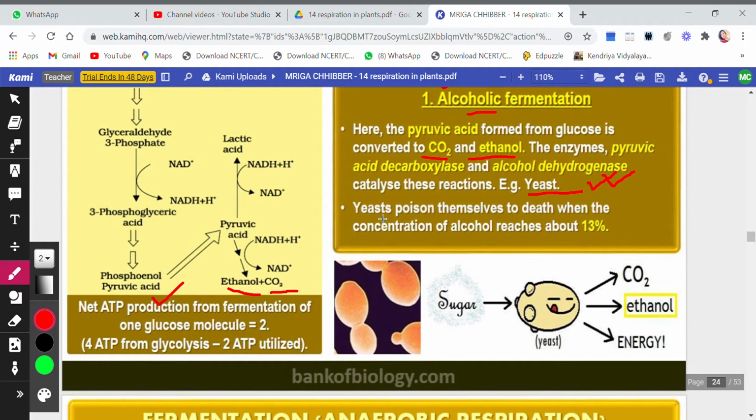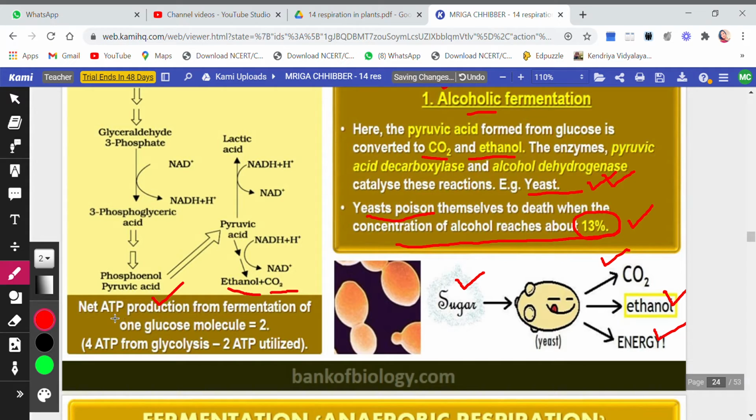Now yeast poison themselves to death when the concentration of alcohol reaches 13%. This ethyl alcohol should be within a limit. If it increases to more than 13%, then yeast will poison itself and it will die. So you see, sugar, that is glucose, when it reaches the yeast, yeast will convert or break it down into CO2, ethanol, that is ethyl alcohol, and energy.